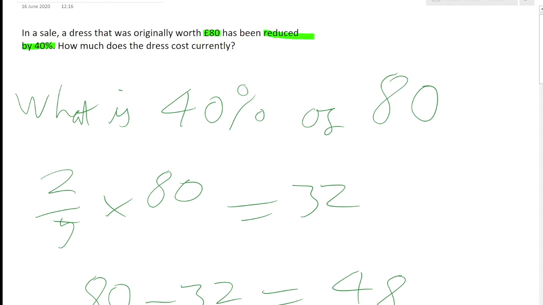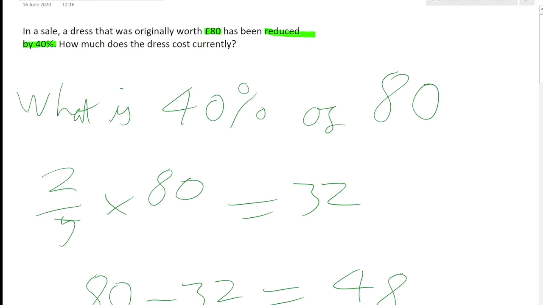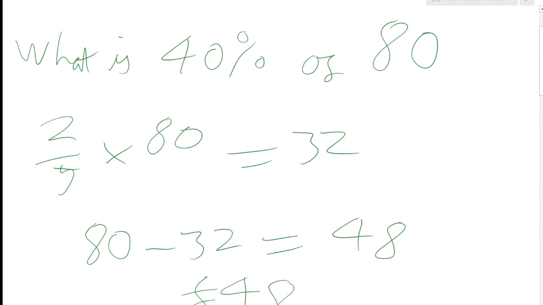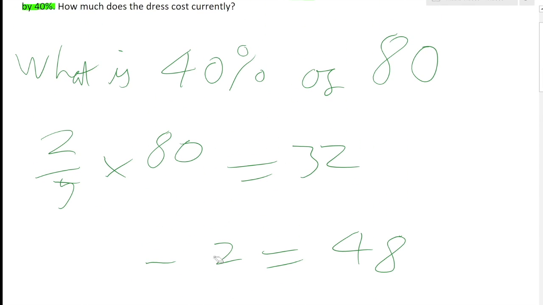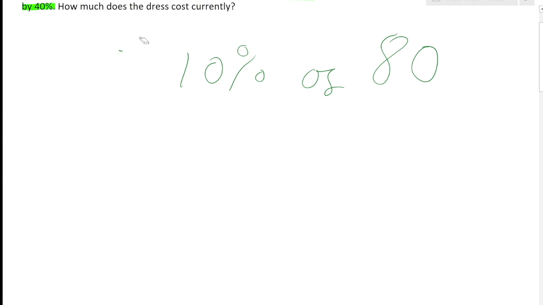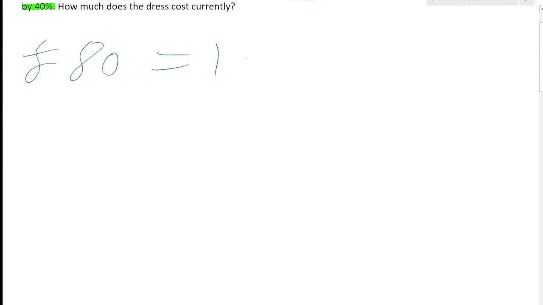There is actually another way of doing this. Exactly the same. If something has been reduced by 40%, the £80 is the whole thing. So £80 is effectively 100%. So we know that £80 equals 100%. If we're taking off 40%, well, 100% minus 40% equals 60%.